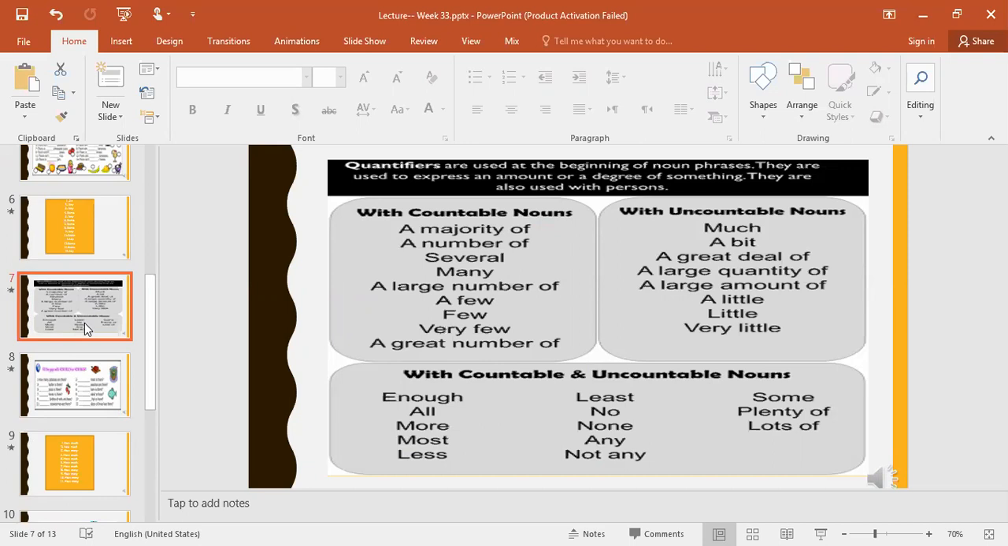Okay, so let's now move to the quantifiers. This is the second idea in the lesson. This is the second part. Now we are going to talk about something called quantifiers. Who can tell me the word quantifiers comes from which word? From the word what?